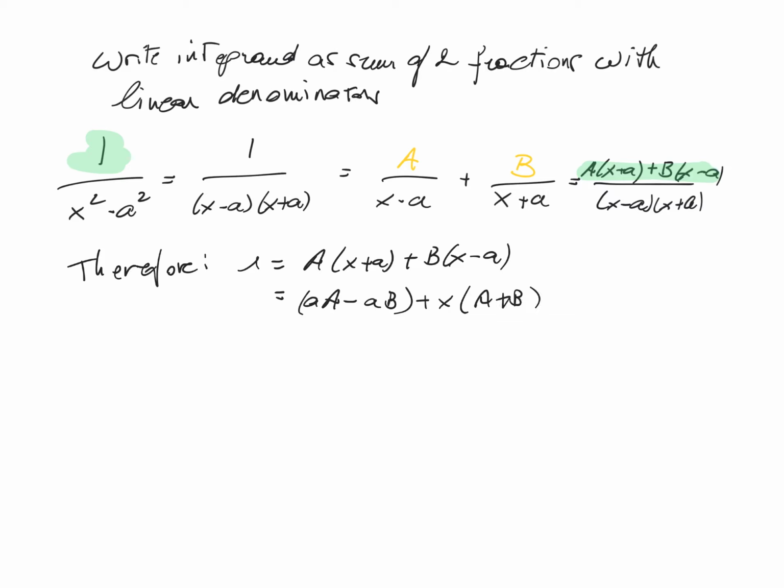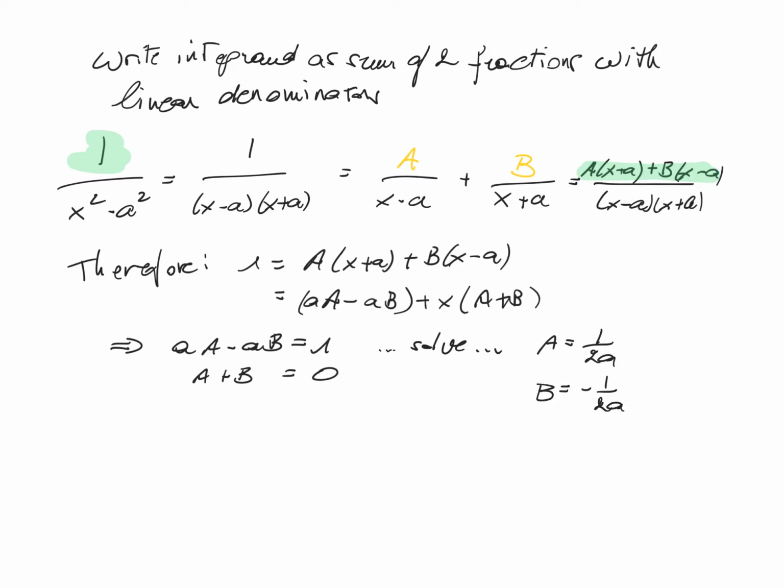And then we have to have that the left hand side and the right hand side are the same. So this means that a times A minus a times B is the same as 1. So this is my constant term. And then the second one is a term in x, so A plus B. This is a term of the first order in x, which is not present on the left. So here this has to be equal to 0. You can then solve this set of equations. And you will find in that case that capital A is 1 divided by 2a. And capital B is minus 1 divided by 2a.